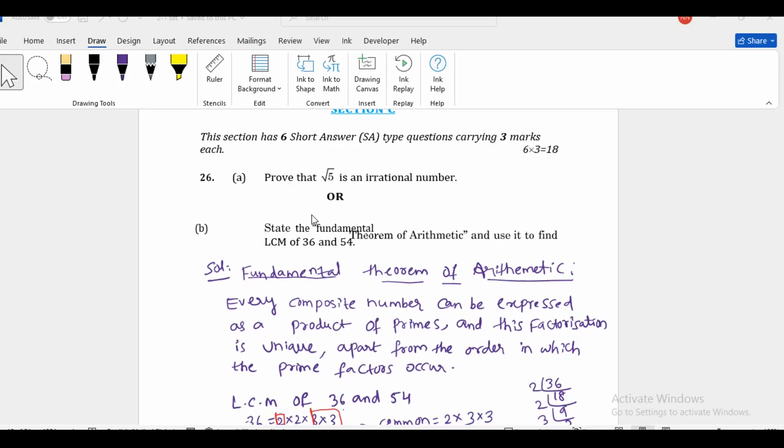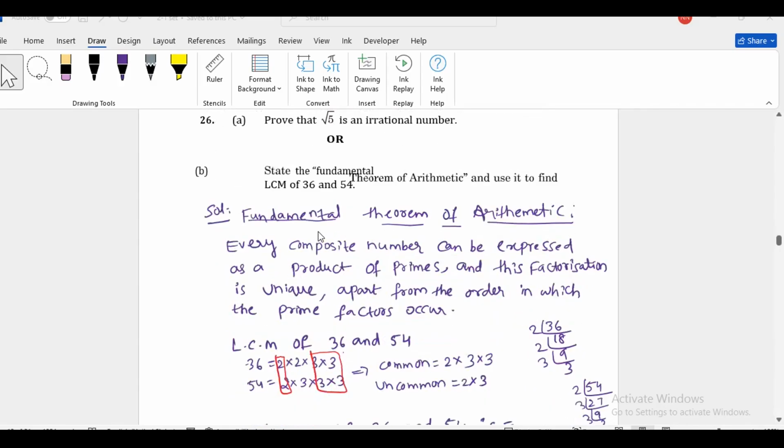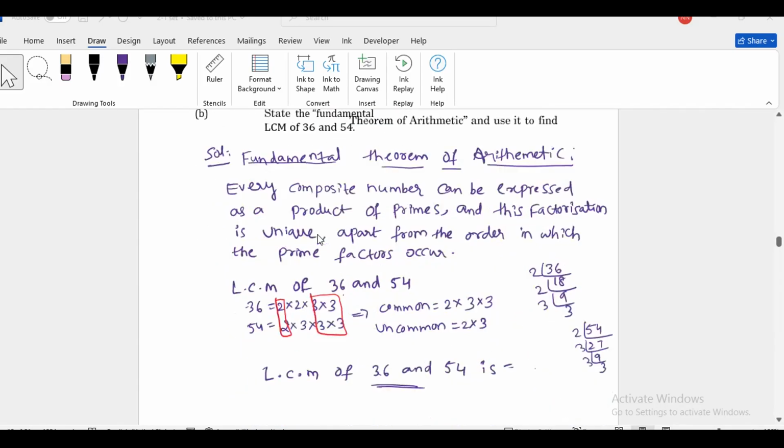Next is the question: state the fundamental theorem of arithmetic and use it to find the LCM of 36 and 54. What is the fundamental theorem of arithmetic? Every composite number can be expressed as a product of primes, and this factorization is unique apart from the order in which the prime factors occur. This is the fundamental theorem of arithmetic. Now find the LCM of 36 and 54 using the prime factorization method.